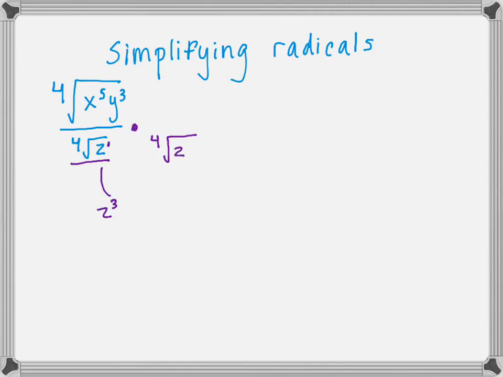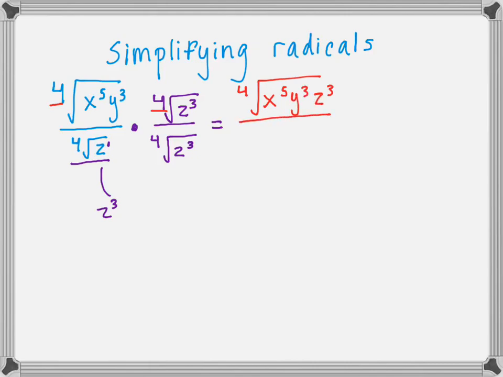So we have z cubed, and then we have to multiply by 1 officially, so we're going to multiply by the top of that too. Okay, so then this is going to equal, because these both have powers of 4, we're able to combine these, so this is going to equal the fourth root of x to the fifth y cubed z cubed over the fourth root of z to the fourth. So this simplifies pretty nicely.